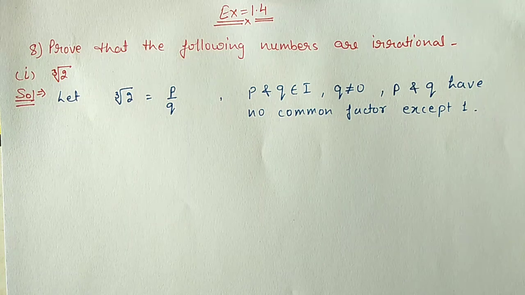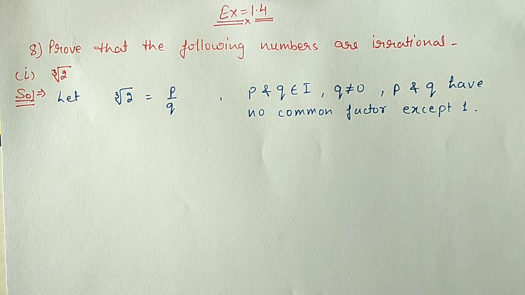Hello students, we are doing chapter number 1, rational and irrational numbers, exercise 1.4. In previous video we have done till question number 7 and today we are starting from question number 8. Prove that the following numbers are irrational numbers. First number is given: cube root of 2.